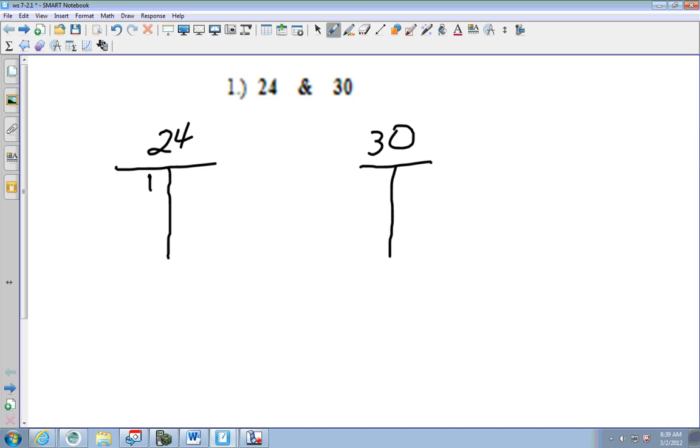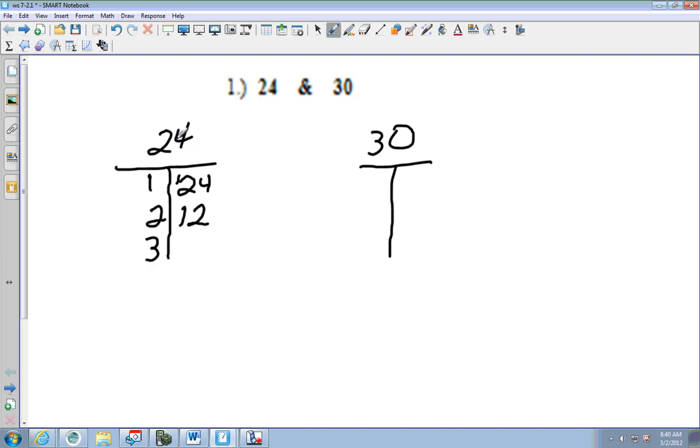Okay. Let's start with 1. 1 times what gives me 24? 24. What about 2? Does 2 go into it evenly? And some of you guys are going, well, I don't know. How do I know if 2 goes into 24? Take 24 divided by 2. Gives you 12.